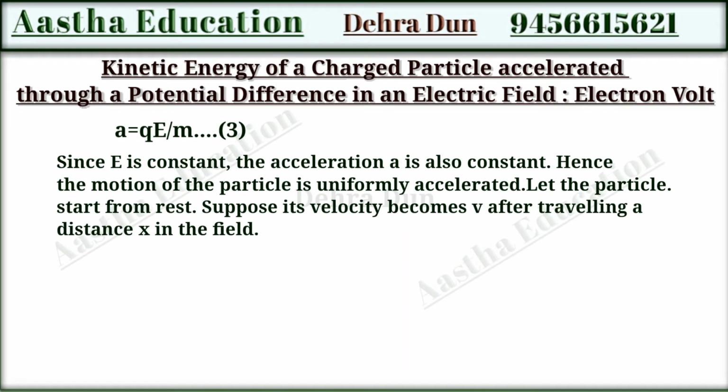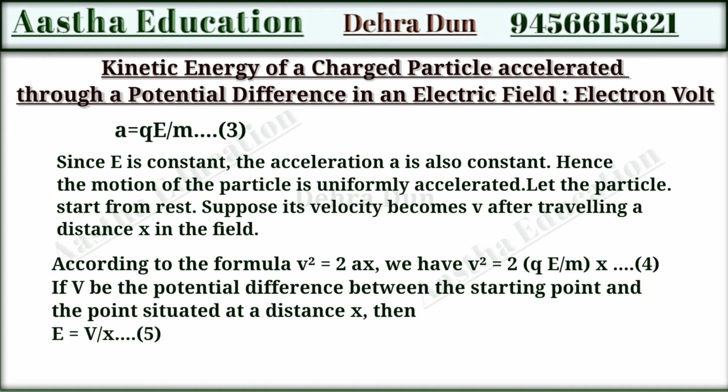Let the particle start from rest. We are assuming this. Suppose its velocity becomes v after traveling a distance x in the field. Then we will have v square is equal to 2ax, or if we use the value of a, then v square is equal to 2qE by m into x.